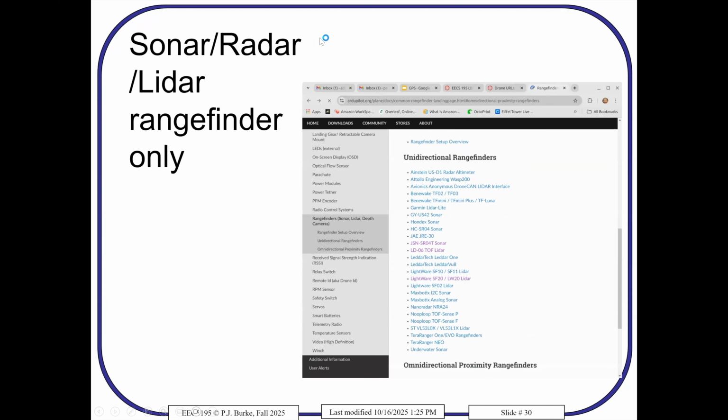So LiDAR is one. Another one is sonar. So you bounce sound off of something. And another one is radar. You bounce radio waves off of something. You send a pulse out, the pulse comes back, and you measure the time of flight. All these are time of flight based reflection sensors. And ArduPilot supports all of them.